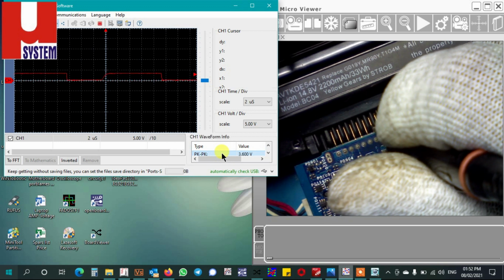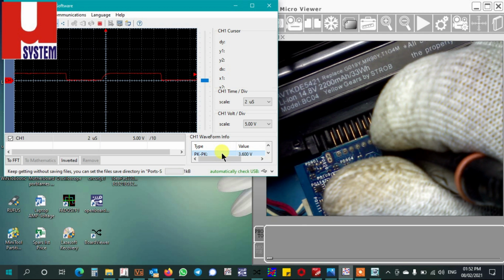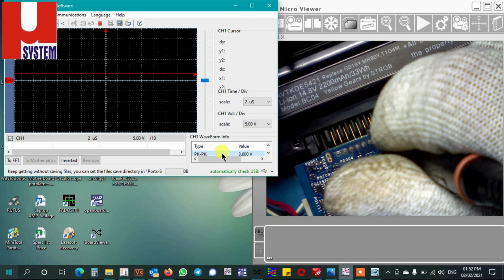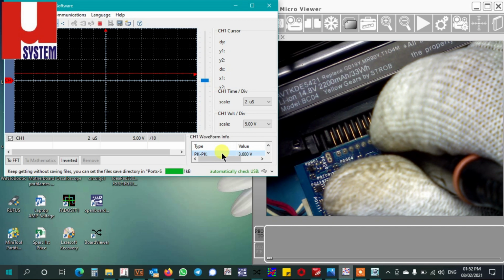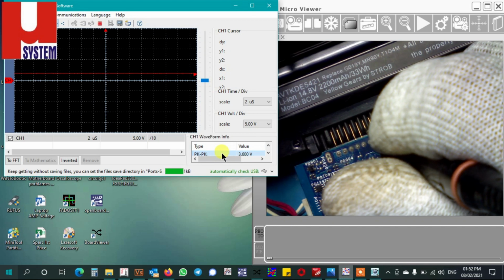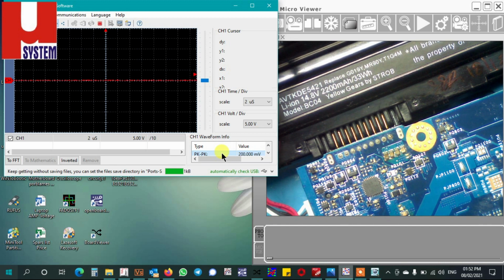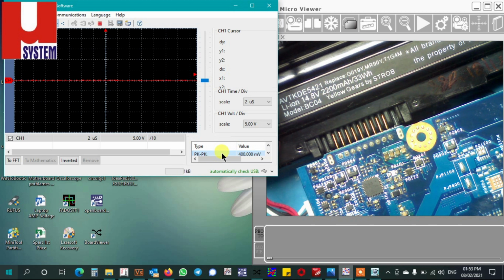This is pin number 3 and pin number 4. We are able to get the data here. So we can assume that the battery is trying to communicate with the motherboard, but it's not able to detect the battery or it's not able to charge the battery, because if it's not able to detect the battery, it will not charge also.